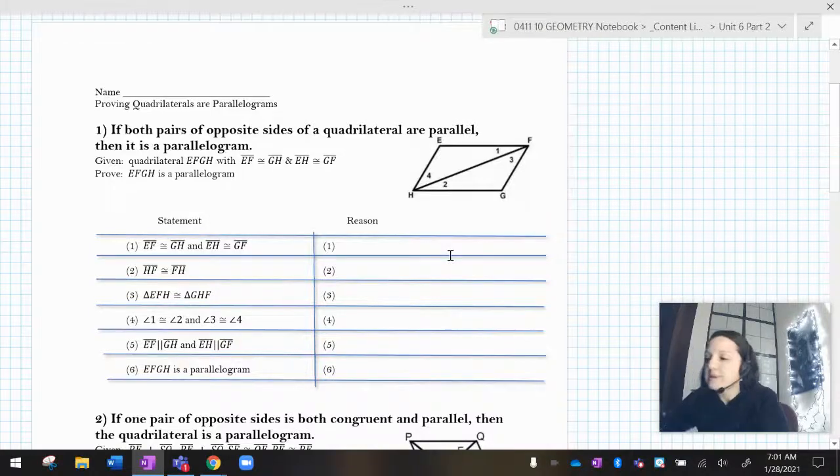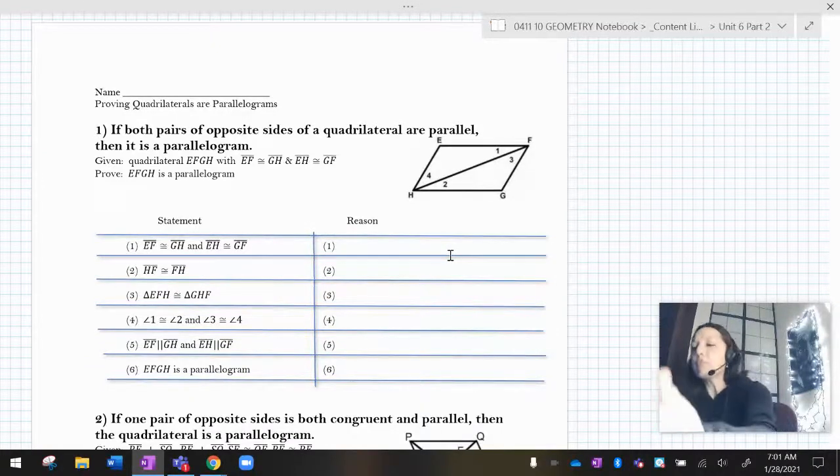Hello, geometry friends. Today we are going to do some notes on how to do a two-column proof to prove something is a parallelogram. Prior to this, we've done two-column proofs where I tell you something is a parallelogram, and you use those properties to prove triangles. This time we're going to go the opposite direction and say, hey, that looks like a parallelogram, but is it a parallelogram? I'm not sure.